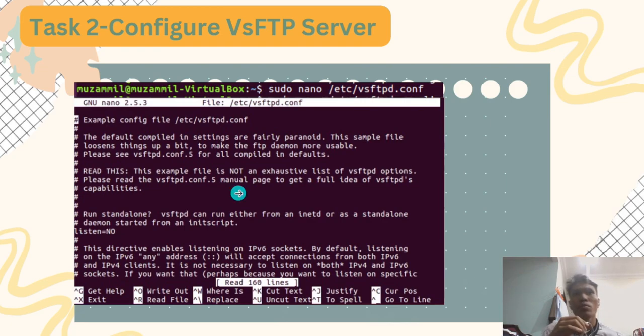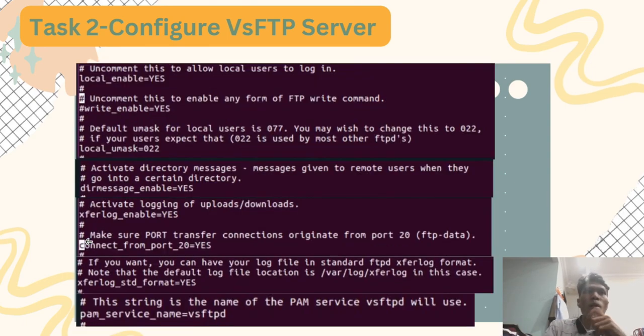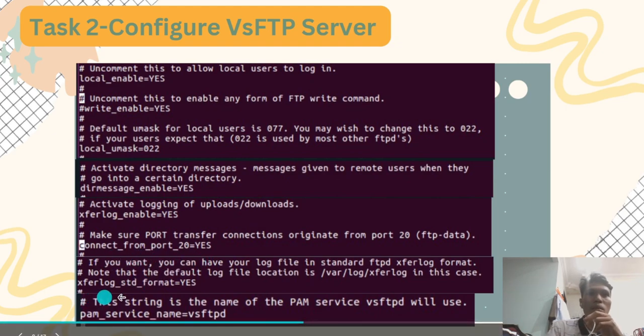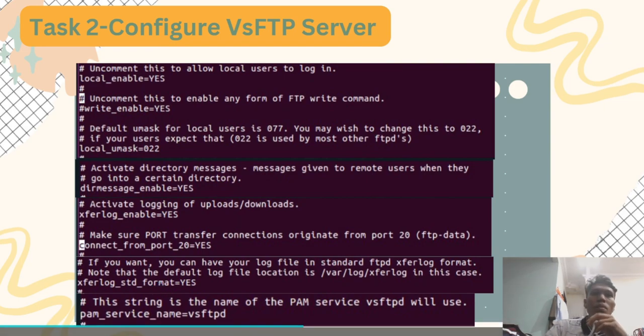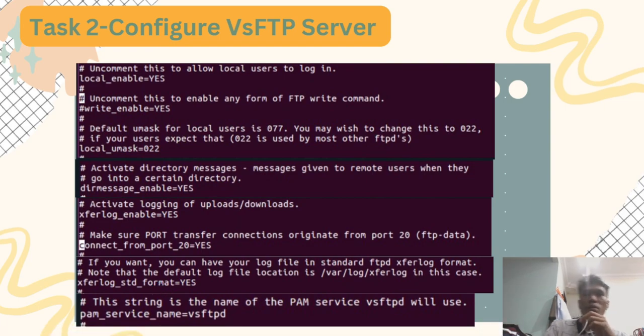Based on the information given, we have to set listen to no, local_enable to yes, write_enable to yes, local_umask to 022, dirmessage_enable to yes, xferlog_enable to yes, connect_from_port_20 yes, xferlog_std_format yes, and pam_service_name equal to vsftpd.